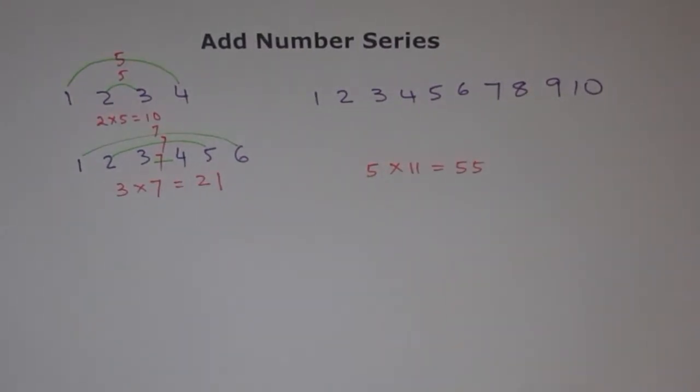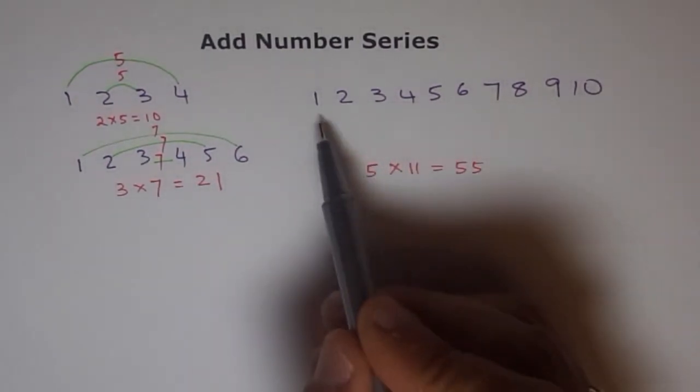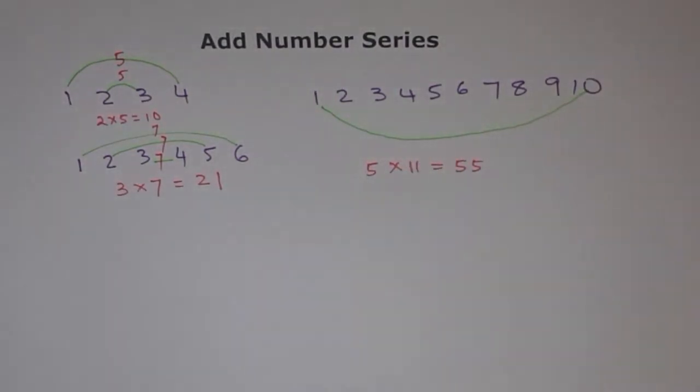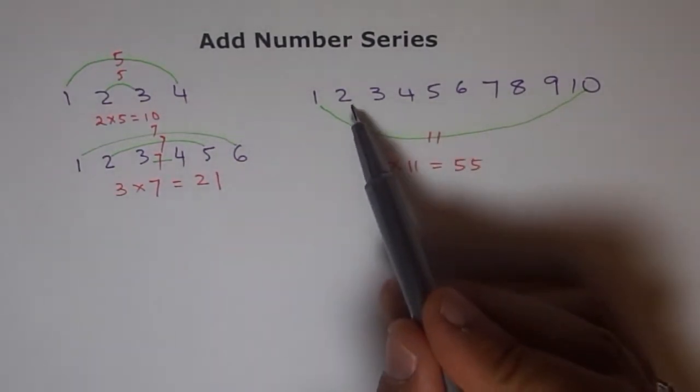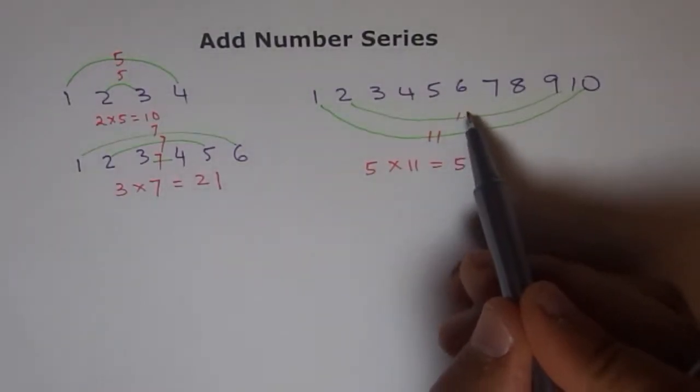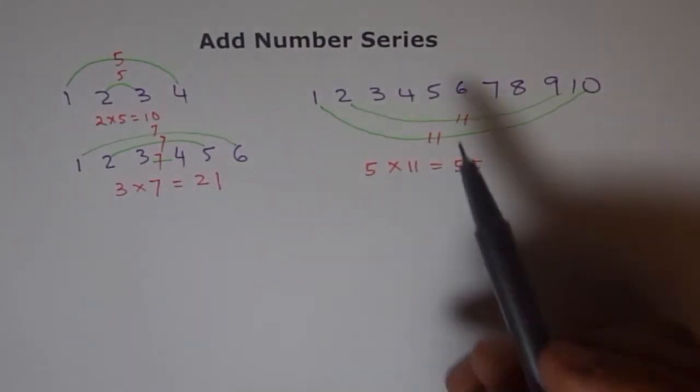This is the total which we should get. Let's see. Do we really get it? Let's do it this time. Here, 1 plus 10 is how much? 1 plus 10 is 11. Okay, 11. How about 2 plus 9? Again 11. Very good. How about 3 plus 8?